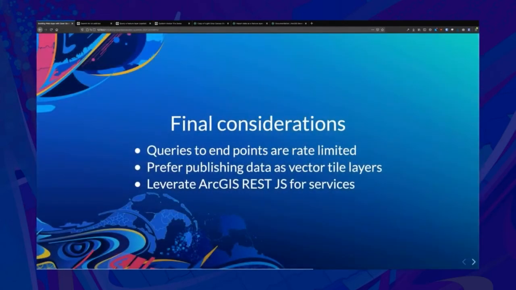And so just to wrap up, the raw queries to endpoints are rate limited. So there's some special tooling in some of the APIs, like the JavaScript API and Esri Leaflet, that reduce the query volume for public data. Mapbox and OpenLayers don't have that. So if you're building an application that you expect to be fairly high volume, you're going to want to publish that as a vector tile layer. And really, the preferred workflow should be publishing as a vector tile layer. And then you can also leverage ArcGIS REST.js for your service interactions.